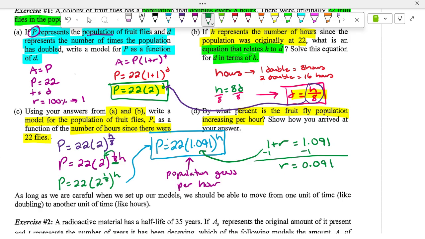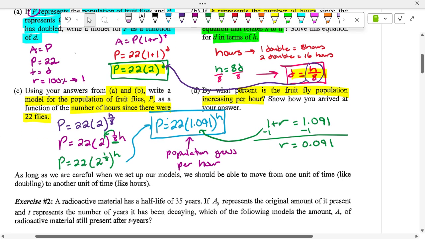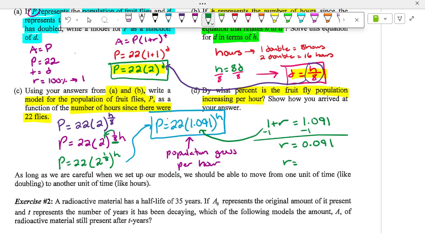Which is what as a percentage? So r is equal to what as a percentage? 9.1%. So every hour, the population is increasing by 9.1%. Does everyone understand what I did? We started with doubling, which completely doubles the population every 8 hours. However, if we go off of per hour, it's only increasing by 9.1% per hour. All right. So this is the rate per hour.